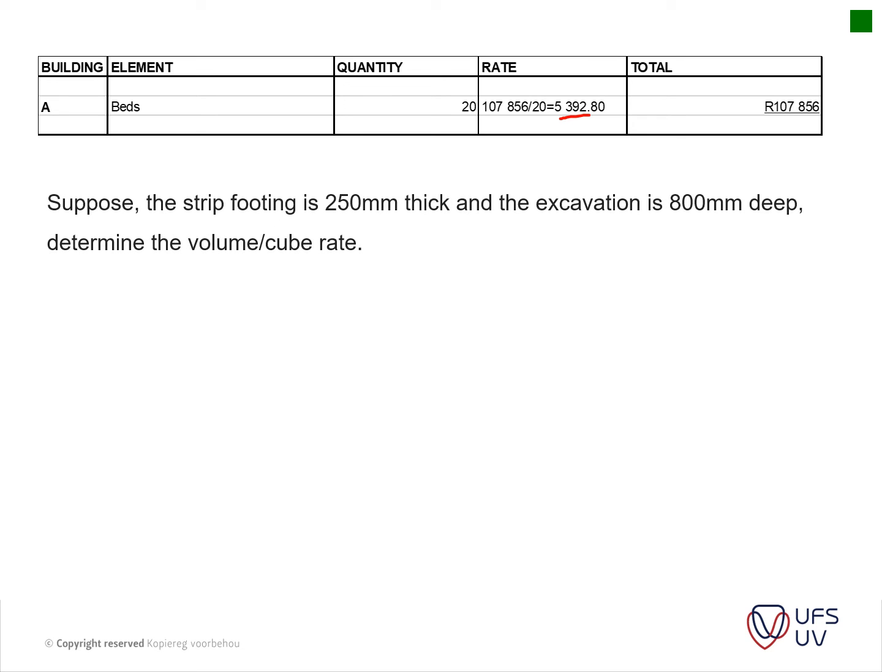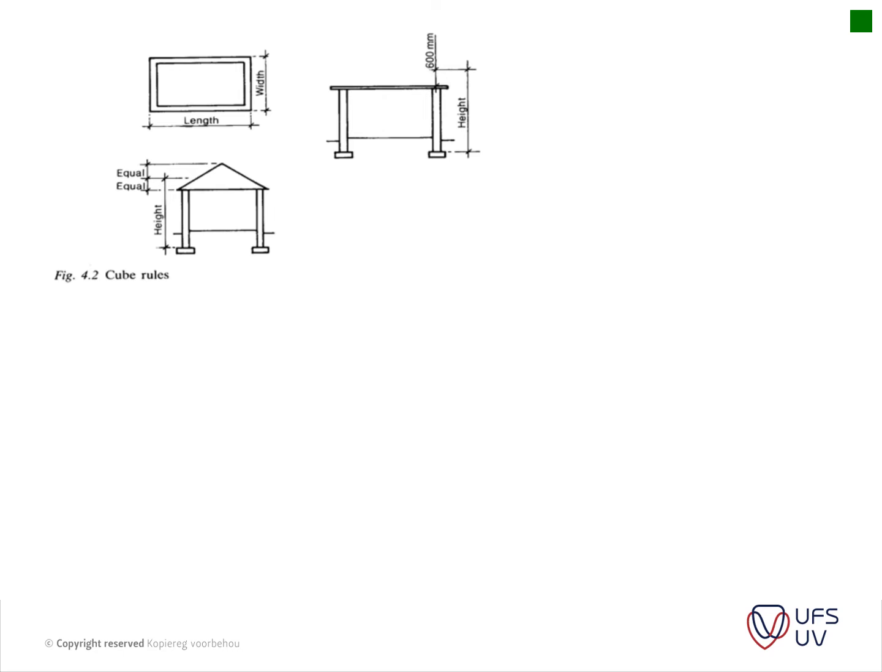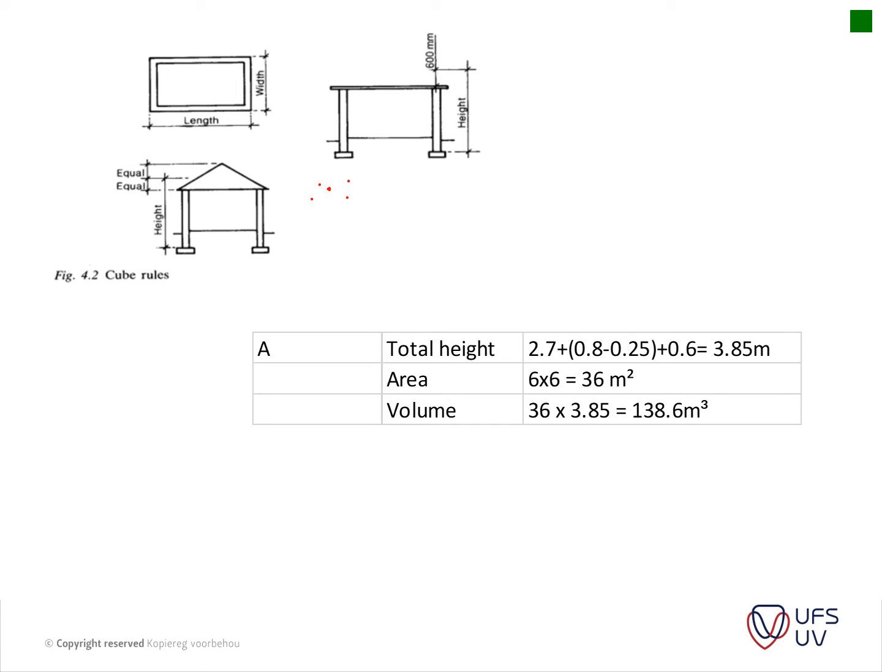Okay, very straightforward stuff. Now suppose the strip footing is 250 millimeters thick and the excavation is 800 millimeters deep. Determine the volume and the cube rate. So now we've got our building and our height of 2.7, our excavation depth, and our strip footing, which is 250 millimeters deep. Now we need to calculate our cube, volume and rate. On the next slide, remember this. I think you guys will remember this by now. I've mentioned this a couple of times, so please have a look at these rules.